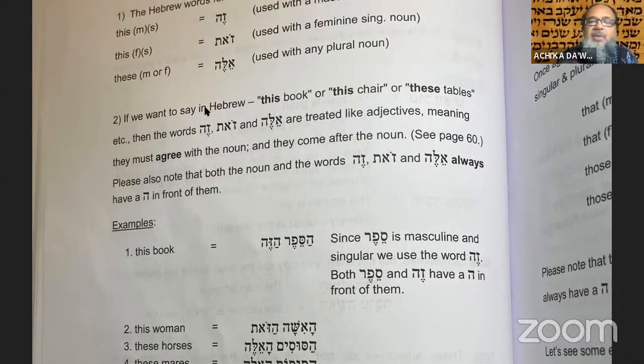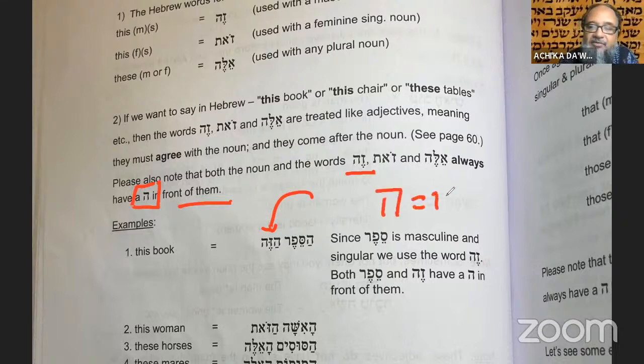But there's something that they wanted us to know. They always put this hey right here in front of them. So it goes from being regular zay to haze. And the reason for that is because it's a direct object marker. The letter hey means the. And it's literally saying I'm pointing directly. This hey right here is pointing directly to what it's talking about, the book.